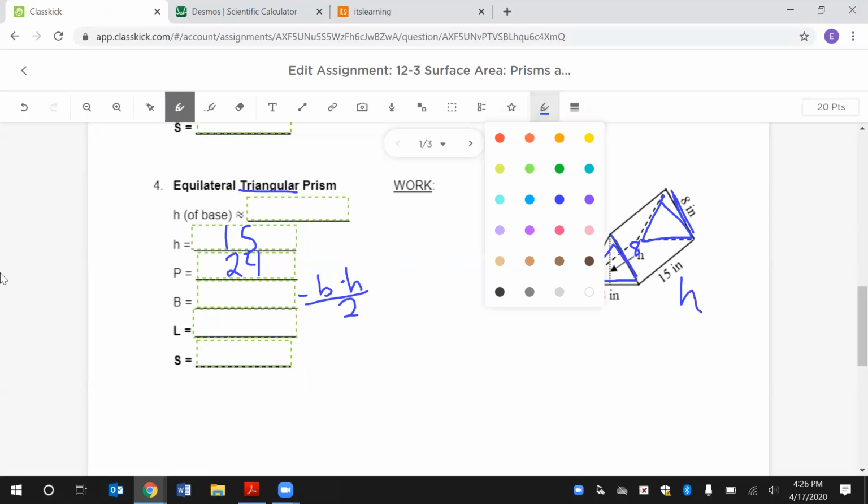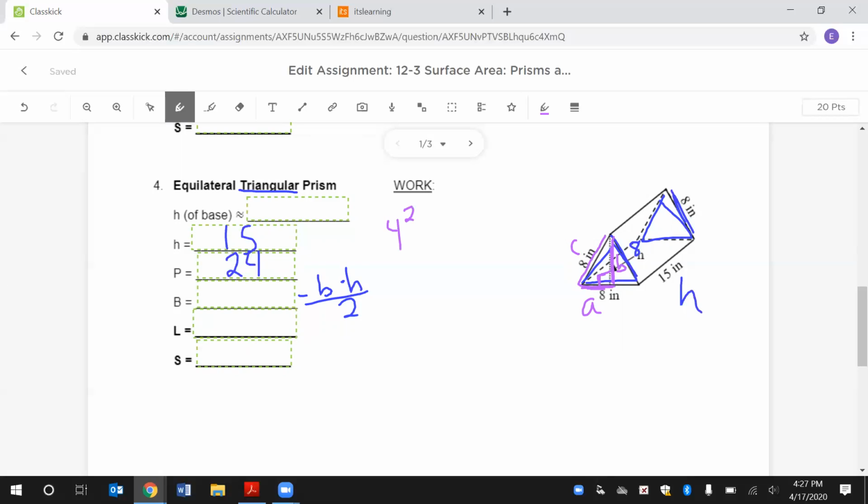To solve for that, this is the height, this dotted line right here. I'm going to create a right triangle. This is a right triangle right there. Now I can use the Pythagorean theorem to solve for the height. A is going to be half of 8, which is 4. B is my height that I'm looking for, so H. C is the 8.